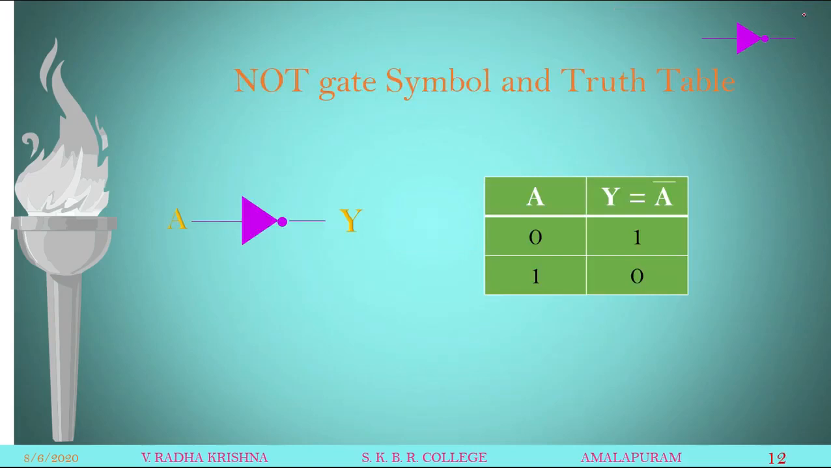So it is the logic symbol of a NOT gate. A is the input, y is output. If A is equal to 0, output y is the complement of A. So complement of A is 1, hence y is equal to 1. When you take A is equal to 1, then its complement is 0, hence y is equal to 0. So this is about NOT gate.